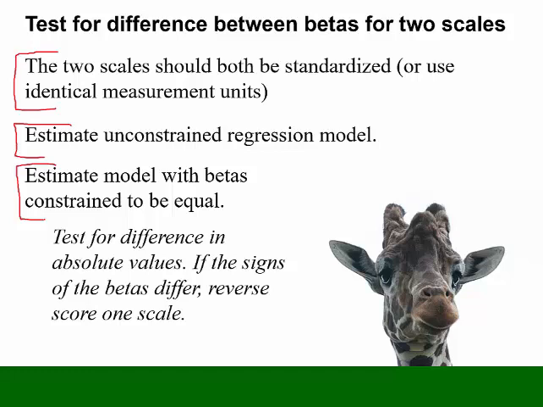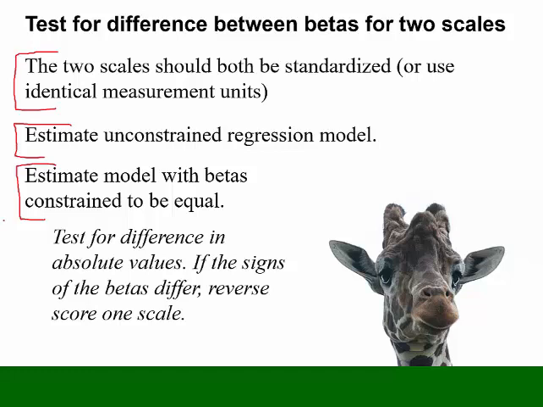And if that chi-square is significant, it means that that constraint created a very bad fit, and so that constraint needs to be rejected, meaning you have a significant difference between the two betas. It does not work to constrain them to be equal, therefore they must be different. And so if you have a significant chi-square, that would be evidence of discriminant validity.